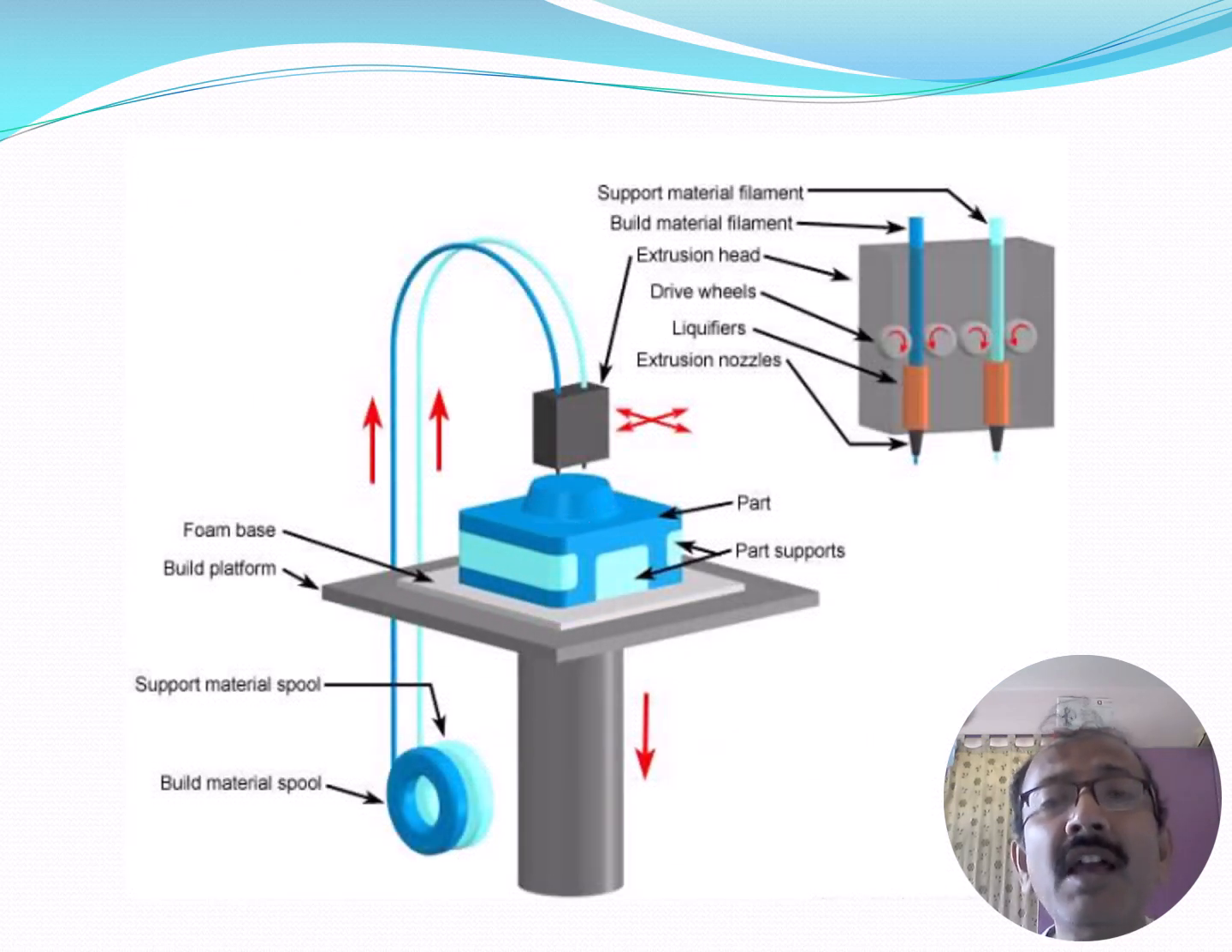So if you see the diagram, this is the picture. With the help of this picture, this is the base and build platform, and this is the build material spool, and that is coming through this, and this one is the part being manufactured, and there are support materials. This is the support material and this is the build material.